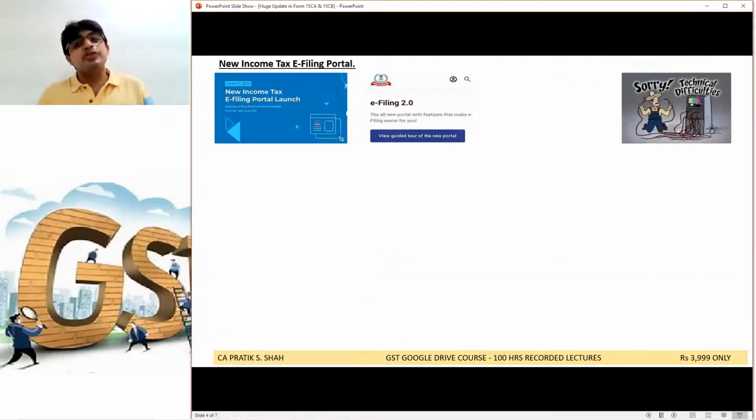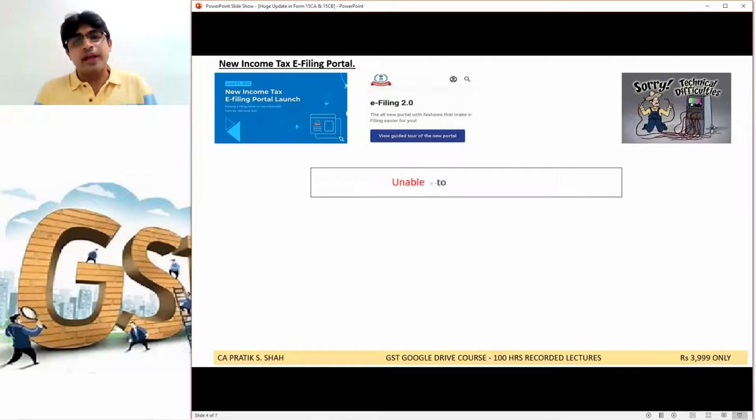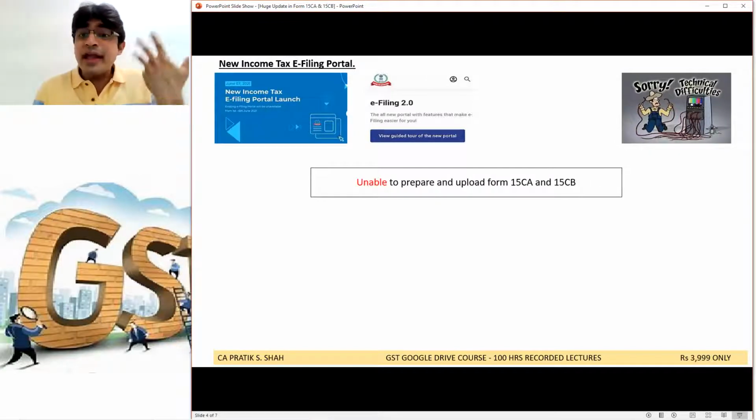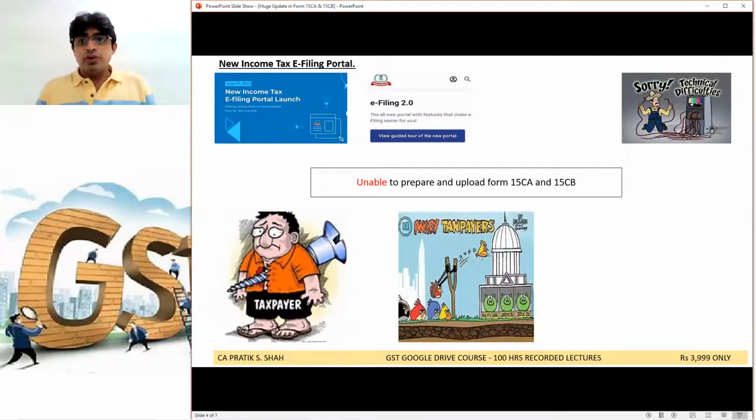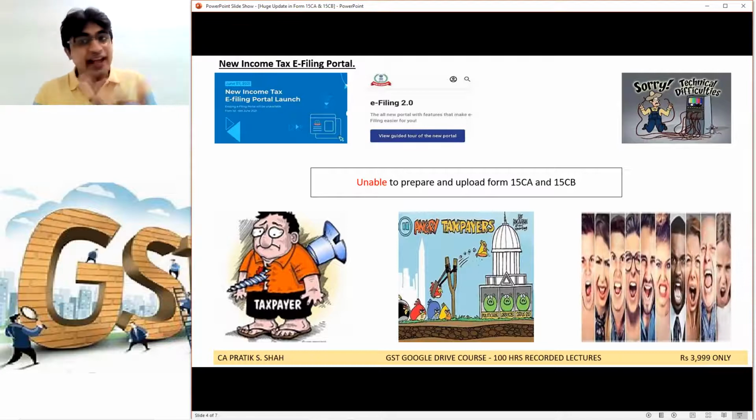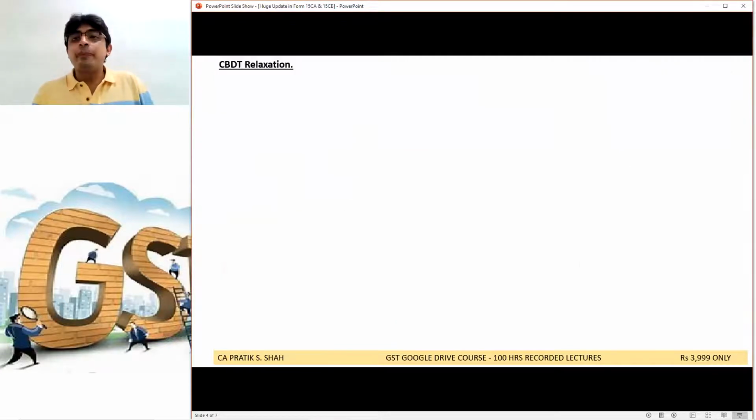Correct? Now, have you used the new income tax portal? There are many glitches going on. Currently, many difficulties are going on. We are unable to prepare and upload Form 15CA and 15CB. Taxpayers are frustrated. How will they do remittance outside India? It is not possible because of the portal.